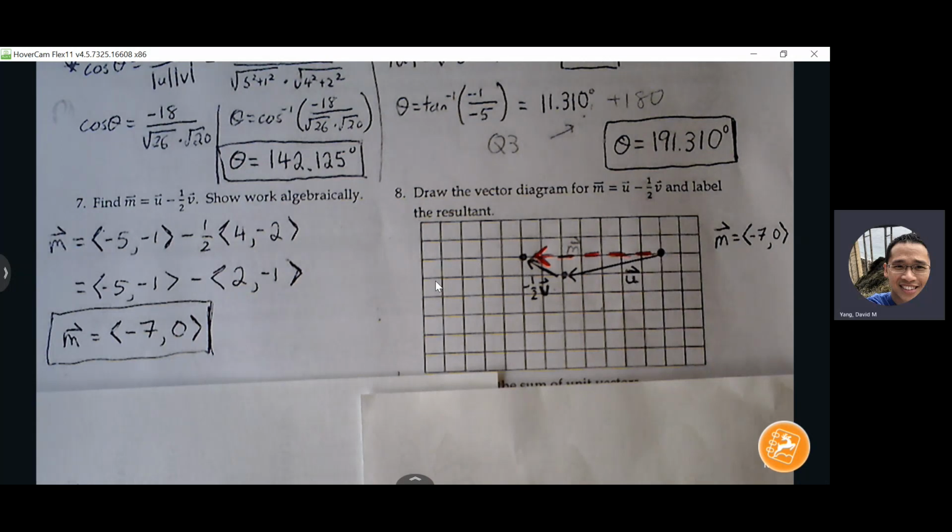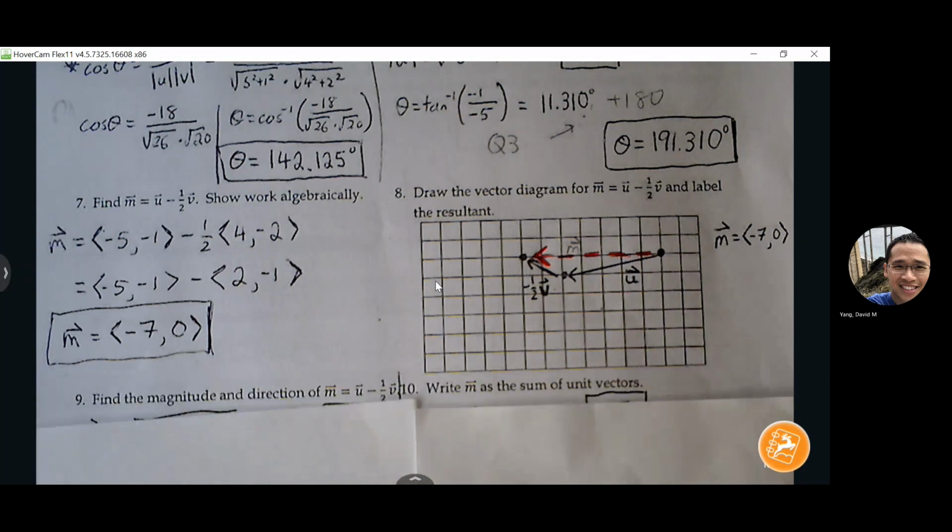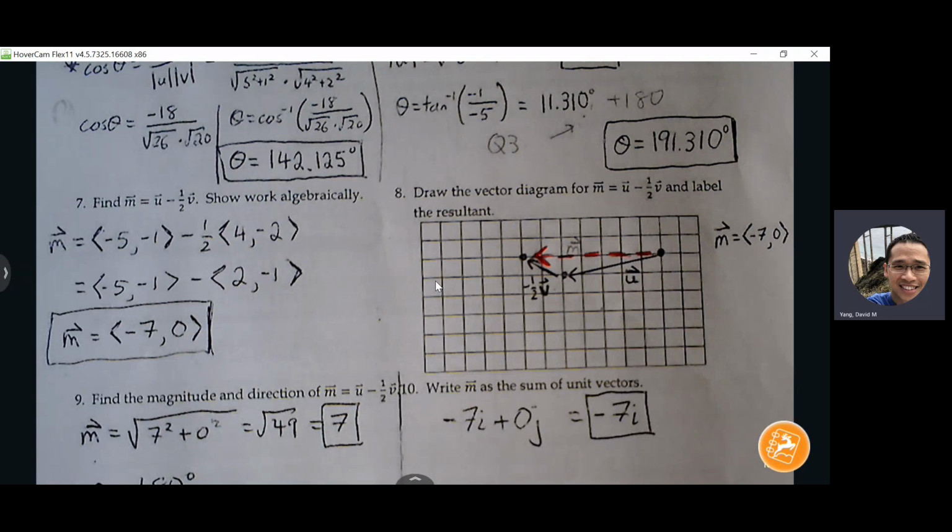Now, it's important that you started here and you ended here. I want the arrow to point in this direction. Yeah, so this is the same thing as this, because we're going -7 to the left and not looking up or down. Okay, try 9 and 10.